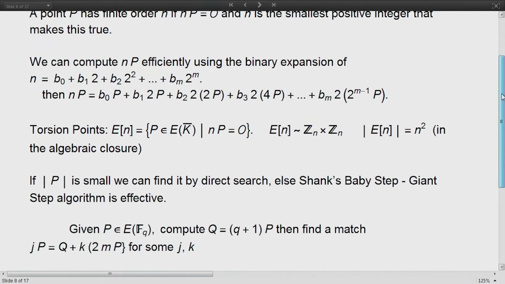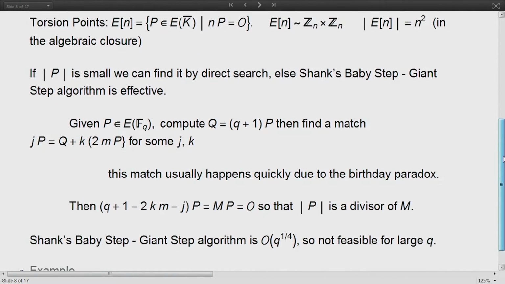So how do we find the order of a point? Well, if it's a small curve, we can find it directly by just computing NP. Otherwise, Shank's baby step, giant step is effective.